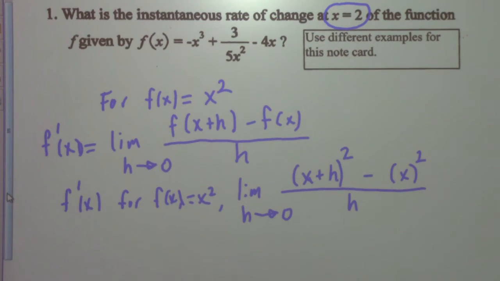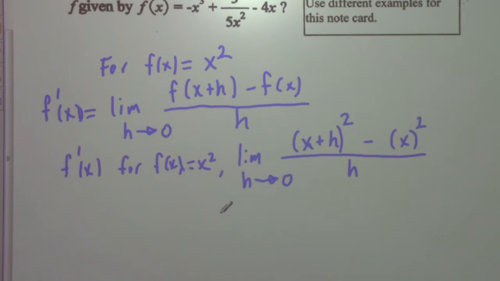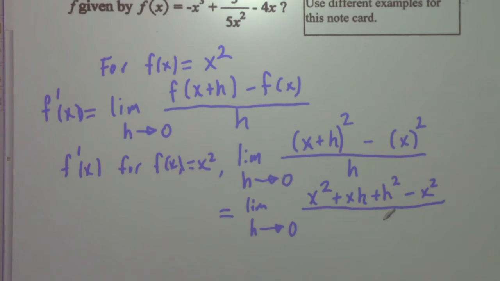So what we're going to do is expand all of this out. Equals limit as h approaches 0 of, what's the expansion of this thing right here? x squared plus 2xh plus h squared, over h, and then we're going to subtract x squared here, and that's all over h, right? Yep.